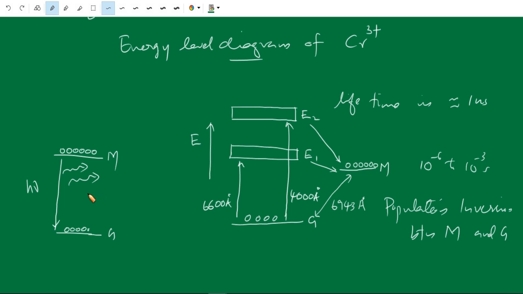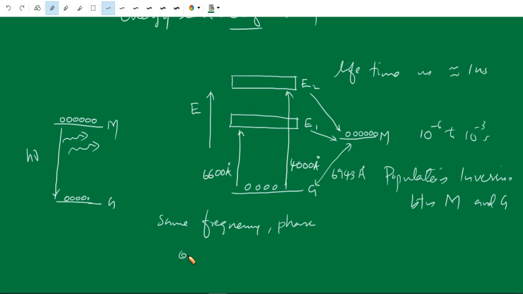Then the photons created by stimulated emission again, further and further photons are released. All these photons will have same frequency or wavelength, and phase. Okay, so we get a coherent beam of light. So this is called laser.